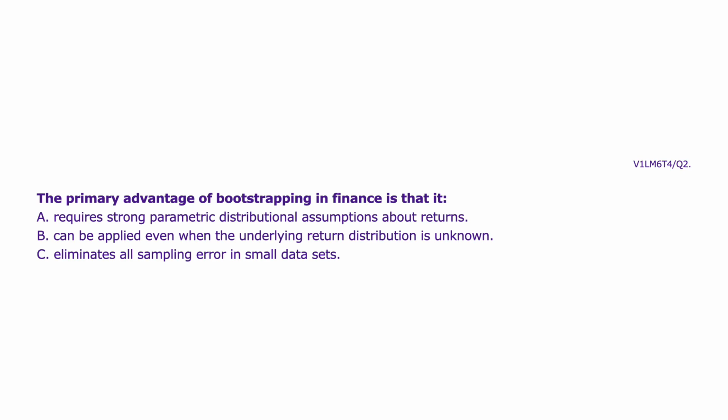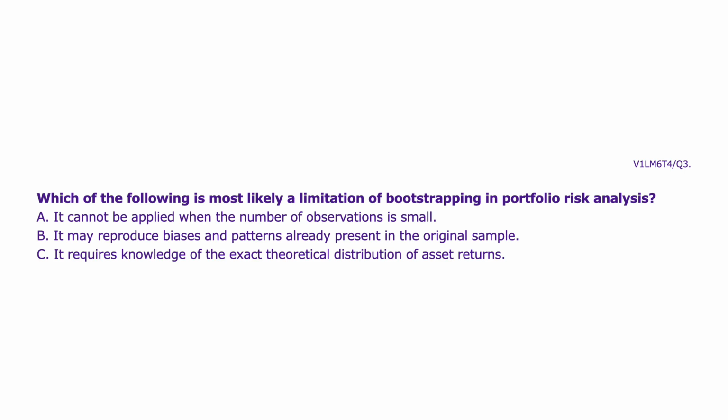The primary advantage of bootstrapping in finance is that it: A. Requires strong parametric distributional assumptions about returns. B. Can be applied even when the underlying return distribution is unknown. C. Eliminates all sampling error in small data sets. Which of the following is most likely a limitation of bootstrapping in portfolio risk analysis? A. It cannot be applied when the number of observations is small. B. It may reproduce biases and patterns already present in the original sample. C. It requires knowledge of the exact theoretical distribution of asset returns.